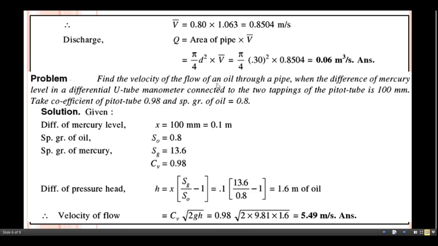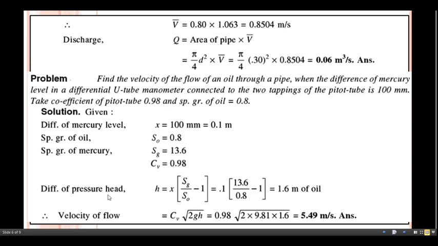Now find the velocity of the flow of an oil through a pipe when the difference of mercury level in a differential U tube manometer connected to the two tappings of the Pitot tube is 100 mm. Take the coefficient of Pitot tube as 0.98 and the specific gravity of oil as 0.8. So here the difference of mercury level X equals 100 mm, the specific gravity of the oil is 0.8, the specific gravity of mercury is 13.6, and Cv is given as 0.98.